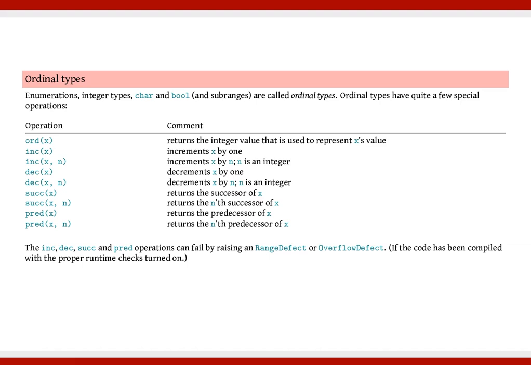succ(x) returns the successor of x. succ(x, n) returns the nth successor of x. pred(x) returns the predecessor of x. pred(x, n) returns the nth predecessor of x. The inc, dec, succ and pred operations can fail by raising a RangeDefect or OverflowDefect, if the code has been compiled with the proper runtime checks turned on.